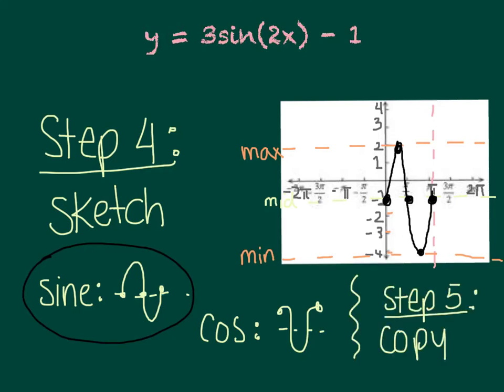My last step, step 5, is just to copy the graph if I'm requested to draw more than one cycle. So if the instructions said to draw 2 cycles or 2 periods, just continue the dots and draw the same thing.